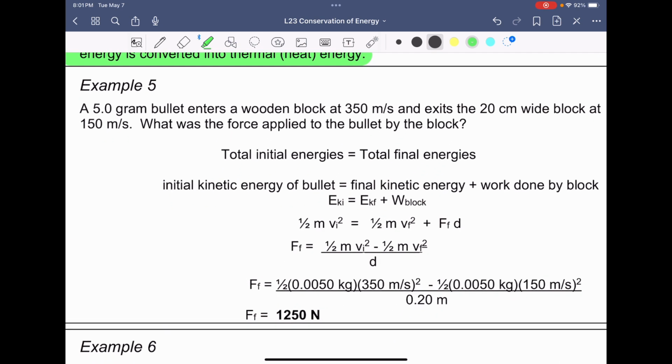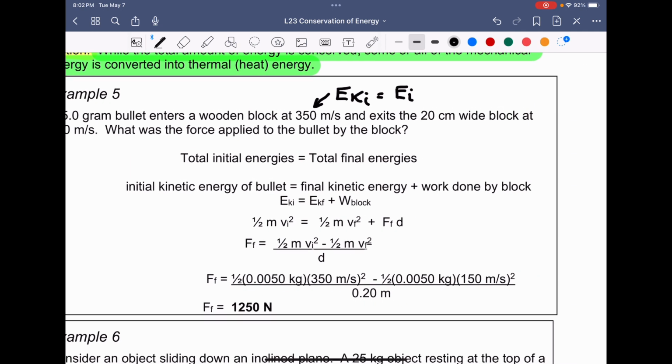Now, consider the following example. If I have a 5-gram bullet entering a block at 350 meters per second, so it's shot from a gun and it has this initial kinetic energy, we want to indicate that right here, that the original energy we have is this kinetic energy. I'll call it EKI, which is equal to the EM, the mechanical energy for this situation. But I'm going to classify this even more specifically. This is just generally the EI.